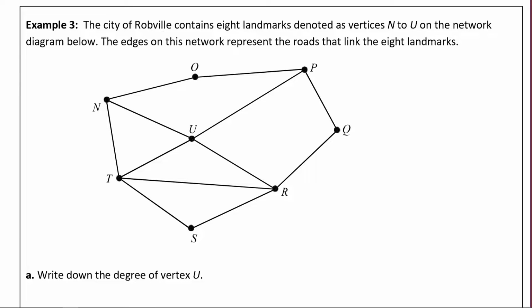Let's now go through this problem here. It says the city of Robbville contains 8 landmarks denoted as vertices N to U on the network diagram below. The edges of this network represent the roads that link the 8 landmarks. So the edges represent the roads, and we're also told that the vertices on the network represent the 8 landmarks. So vertices represent landmarks, edges represent roads.